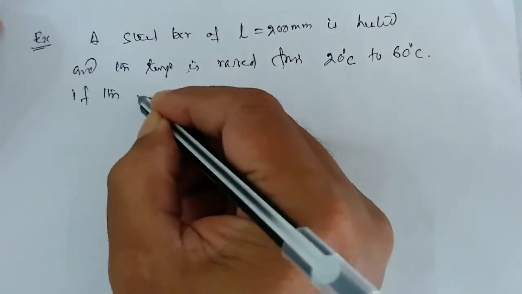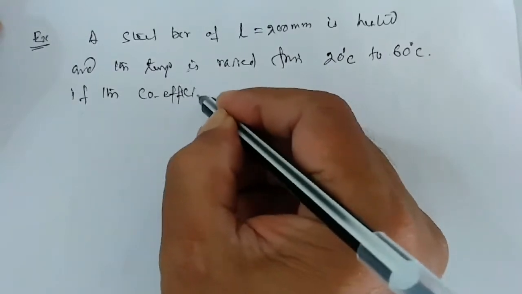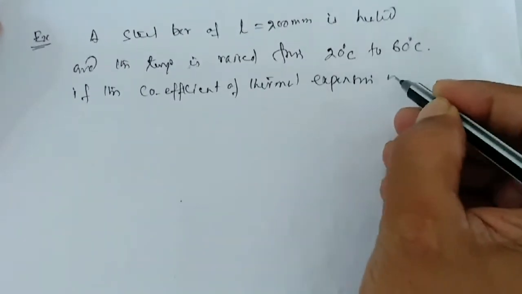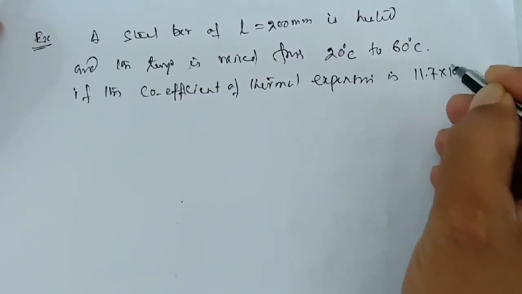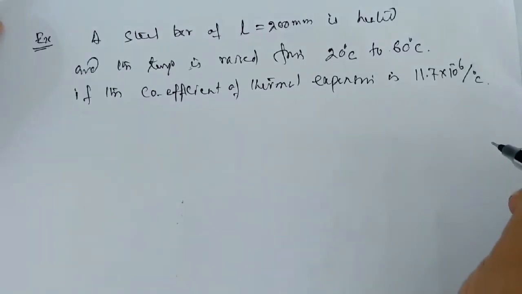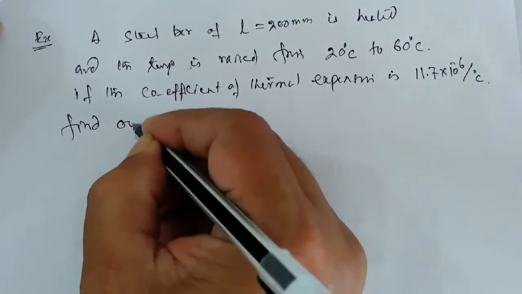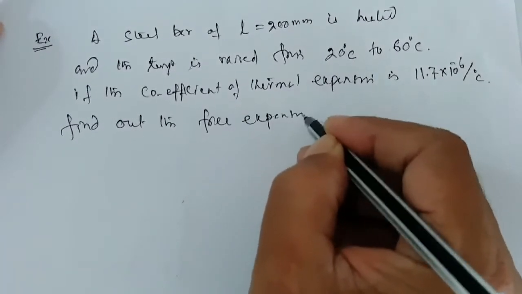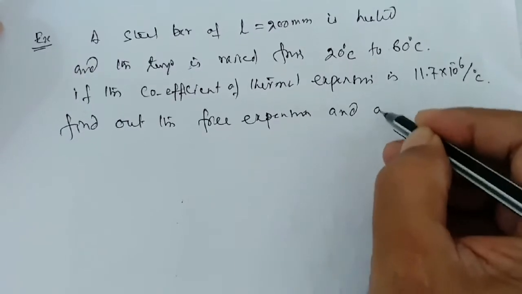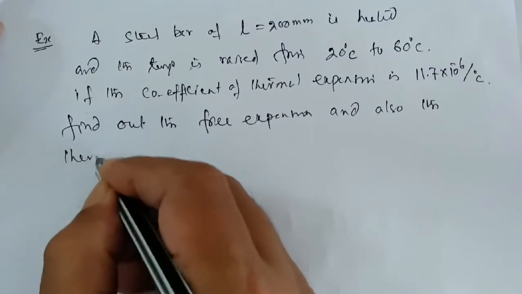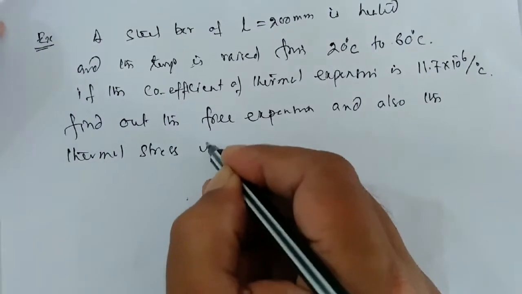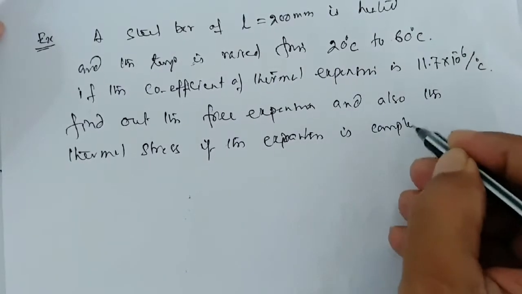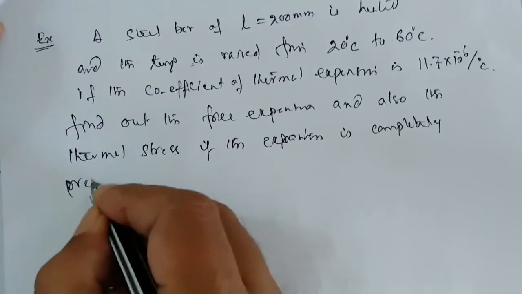If the coefficient of thermal expansion is 11.7 into 10 power minus 6 per degree centigrade, find out the free expansion and also the thermal stress if the expansion is completely prevented.